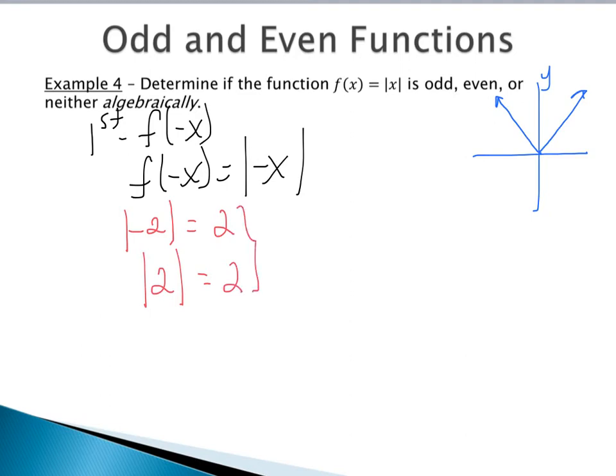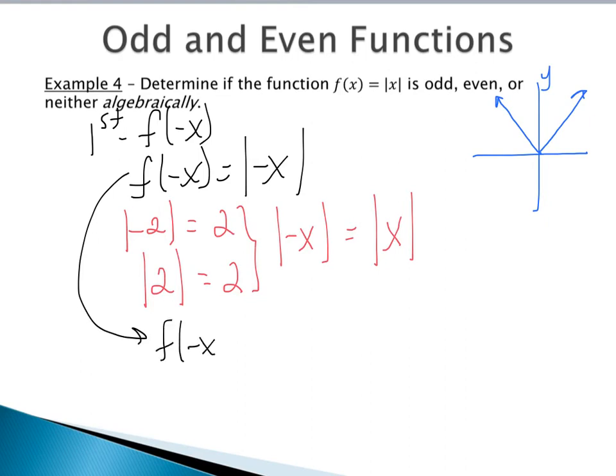So we can then generalize this, and it will always work out that way, to say that the absolute value of negative x, the absolute value of a negative number, would be the same thing as if we just took the absolute value of that number. So f of negative x, when we plug it in, would be equal to the absolute value of negative x, which would then be the absolute value of x, if we're simplifying it completely.